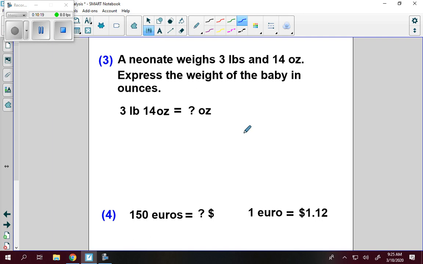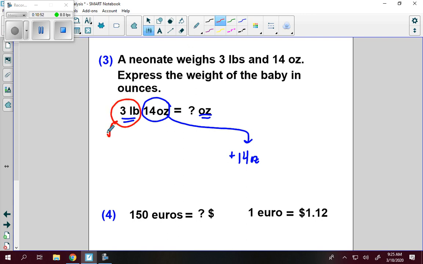Ooh, a neonate. Oh, little bitty baby. Aww. Weighs 3 pounds and 14 ounces. Express the weight of the baby in ounces. This is great because they've already done part of the problem for you. If you're already given what the answer's label needs, then just take it and add it to the result of getting 3 pounds into ounces. So work smarter, not harder, right?